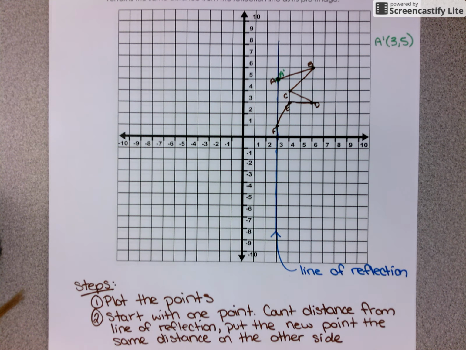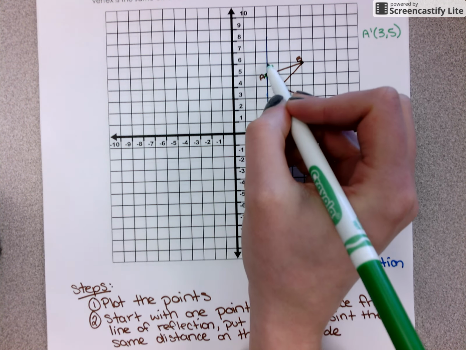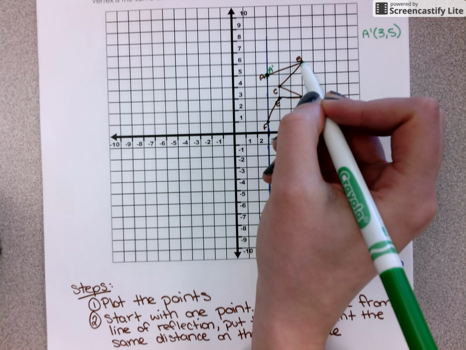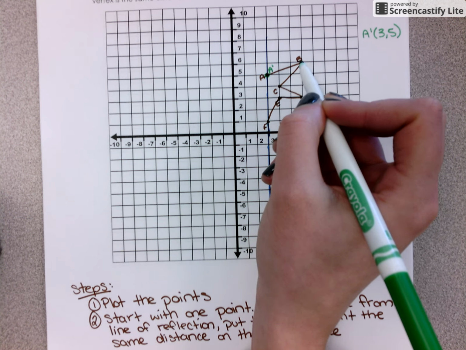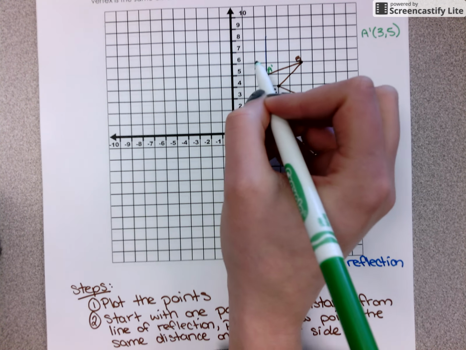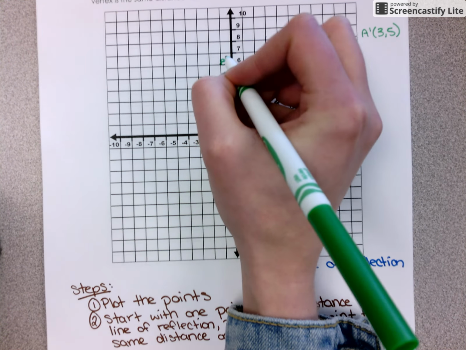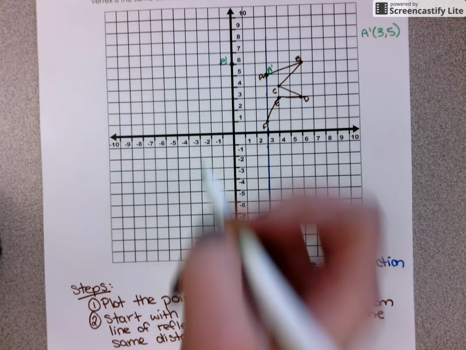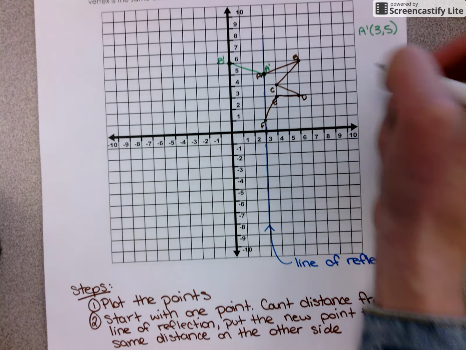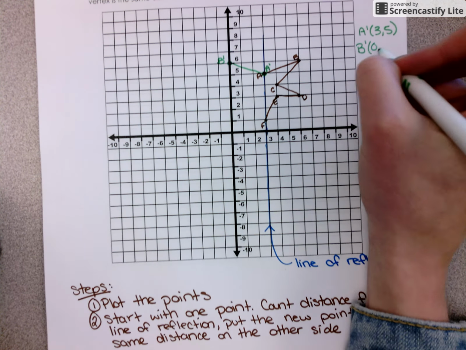Then if we were to look at B, let's count its distance from the line of reflection. So 1, 2, 3 spots away from this line. So we're going to go 3 spots away from the line in the other direction and put that as B prime. So 1, 2, 3, and you're staying on the same line. So it's still the same height. It's just got a different distance from that line of reflection for B prime. So our new B prime would be 0 and 6.